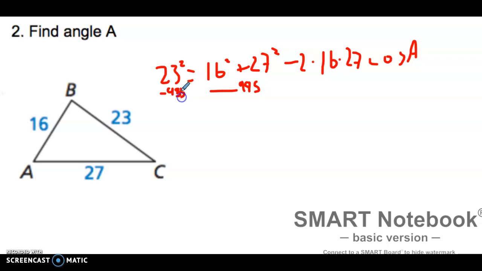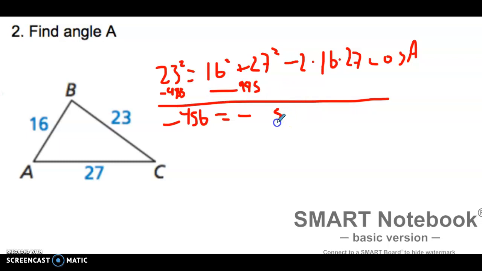Someday I'll be good with writing with a mouse, but not today. Okay, so I have 985, and I'm going to subtract it from 23 squared, which is negative 456. That is equal to, I'm going to take 2 times 16 times 27, which is 864 cosine of A.